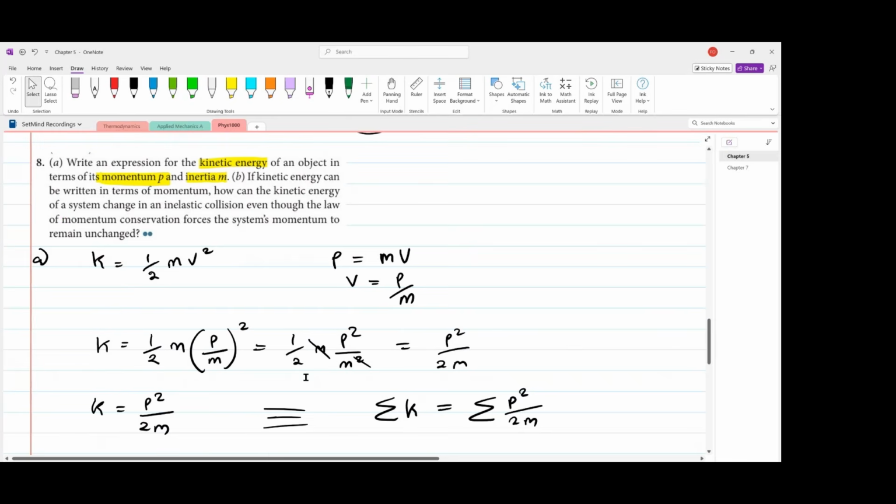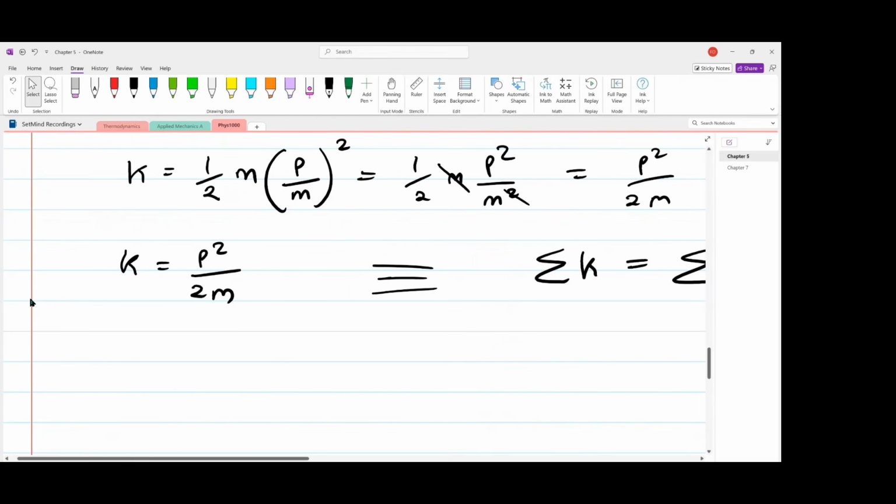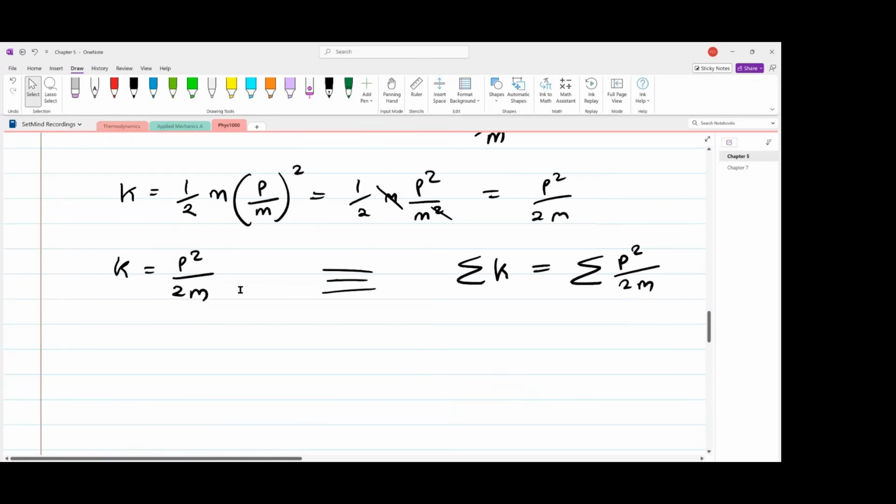They are saying, we already know this: K is p squared over 2m. In an inelastic collision, this is going to change. We already saw that. But this is not going to change. So how is that possible? That's the question here. Can you think about why this is? How is it possible that kinetic energy can change and momentum stays the same? What do you think?